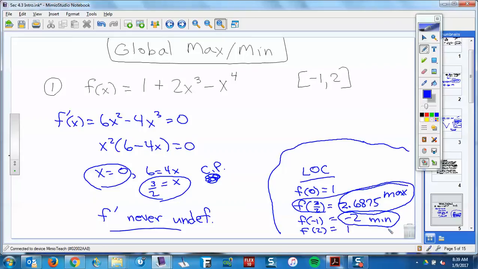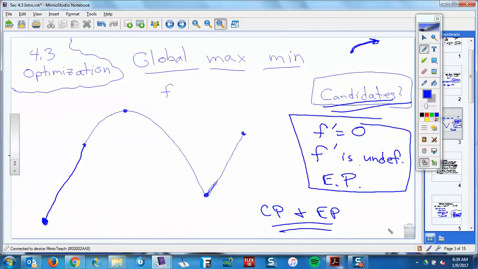We check our list, because this is what we did in chapter 2, right? Global max min. Where's the derivative 0? Where's the derivative undefined? Where are the endpoints? Because that's where the high and low points can be, right? That's where the high and low points can be.